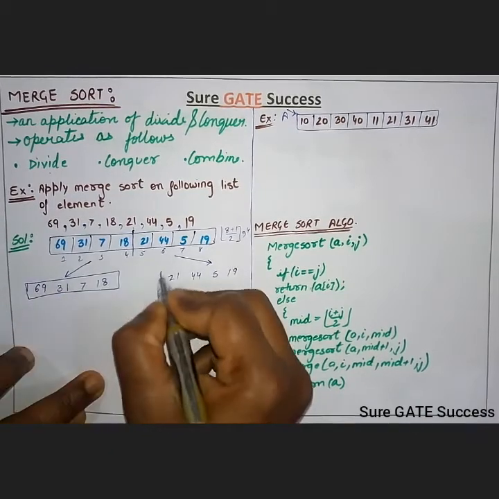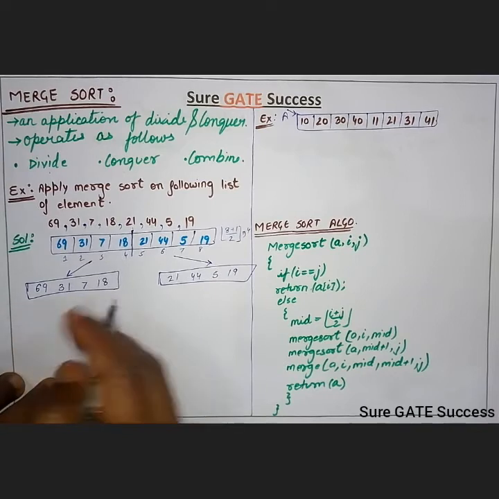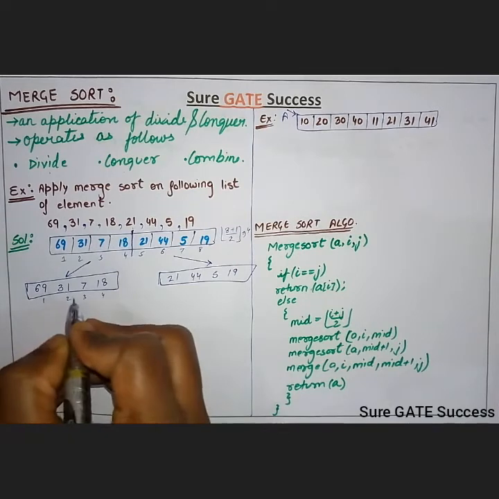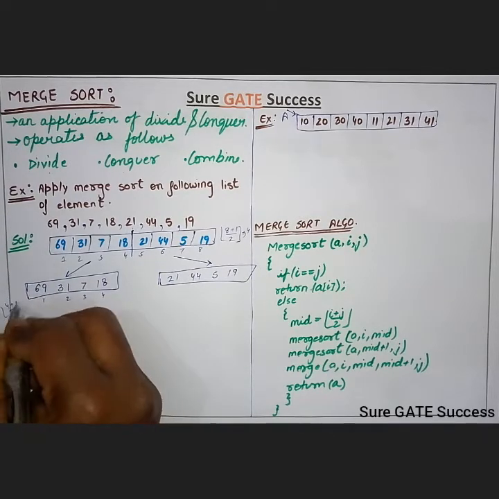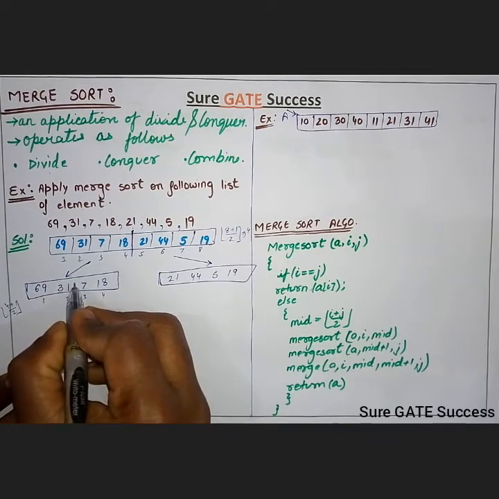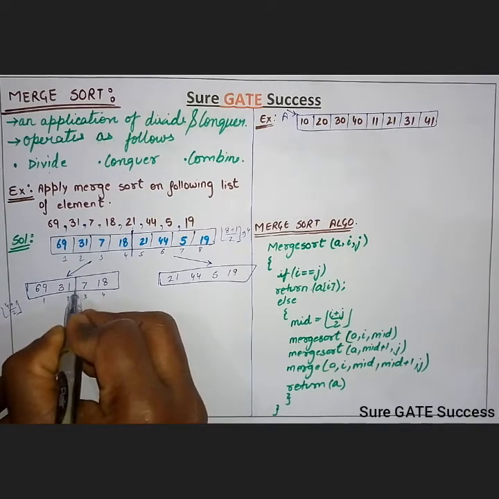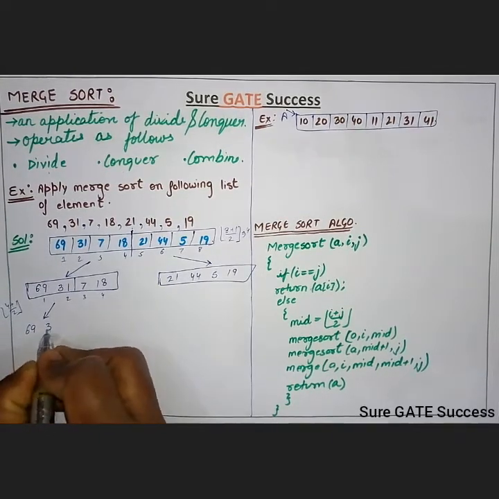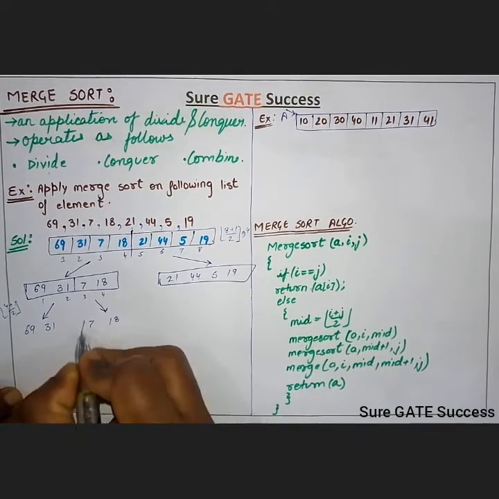This is the subproblem. In the same way we have to do here also. Here there are 4 elements. We have to again break it down. So 4 plus 1 is 5, 5 by 2 will be 2.5. We have to take the floor. So it will be broken down into 69, 31 and into 7 and 18.